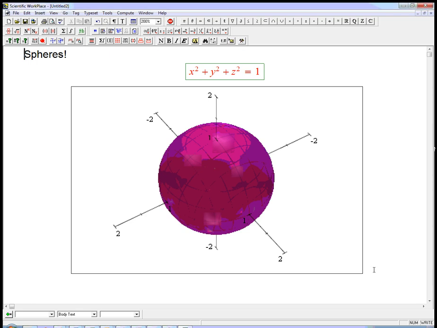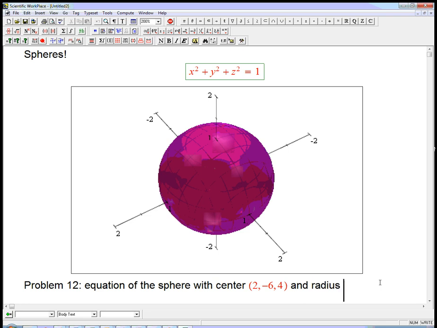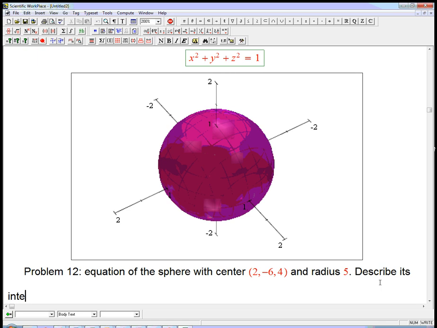Then let's do a quick problem. This is problem 12. It asks, find an equation of the sphere with center 2, minus 6, 4, and radius 5. And then also describe its intersection with each of the coordinate planes. And describe is a little bit of a vague word. I'll make that a little bit more precise in a second.